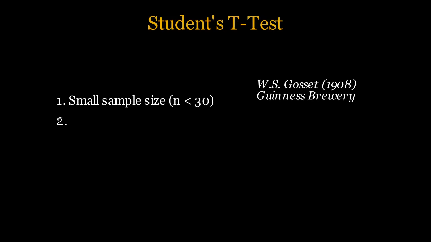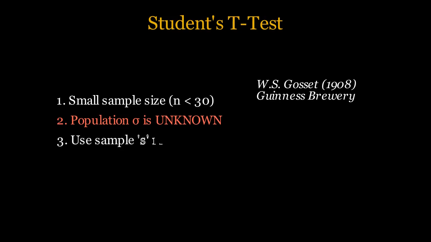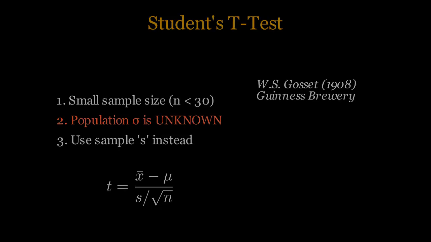Now meet the student's t-test. This test was developed by William Sealy Gosset in 1908 while he was working for the Guinness Brewery. Because he was dealing with small batches of beer, he couldn't rely on the z-test. The t-test is used when the sample size is small, usually less than 30, or when the population standard deviation is unknown, which is the case in almost all real-world scientific research. Instead of sigma, we use the sample standard deviation, S, to estimate the spread.